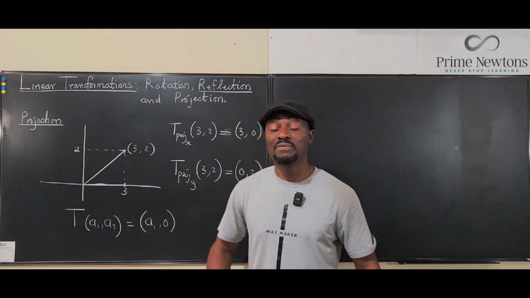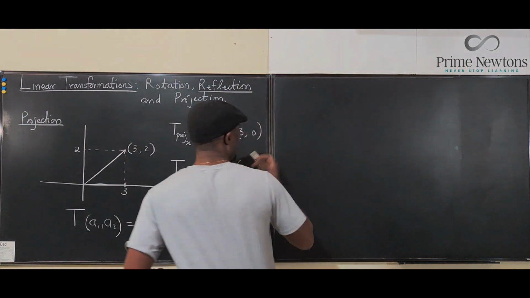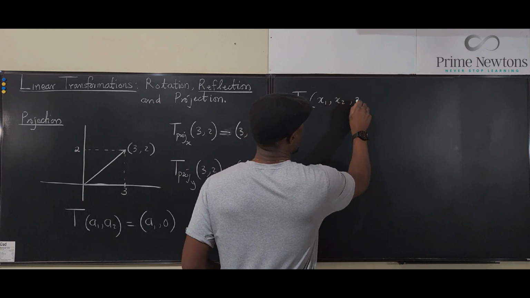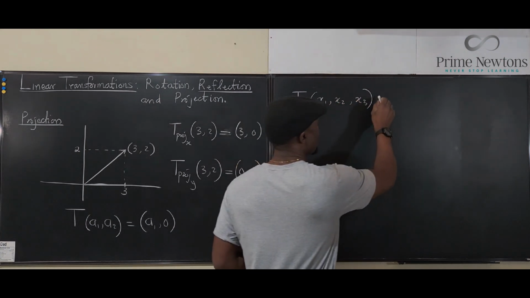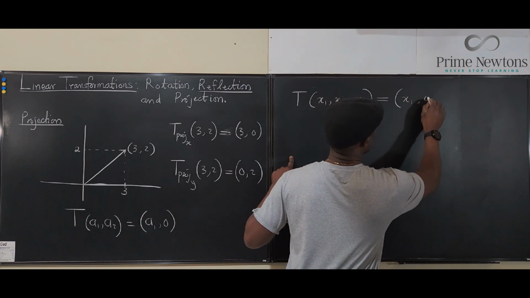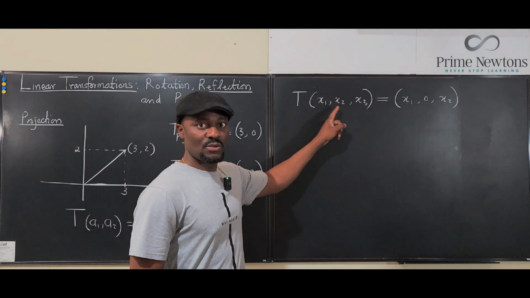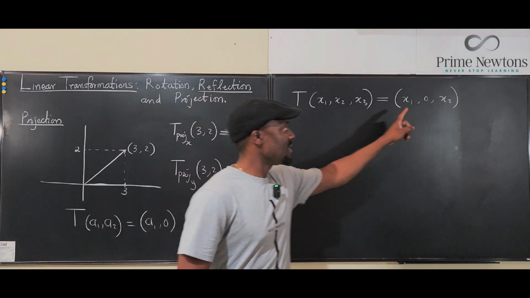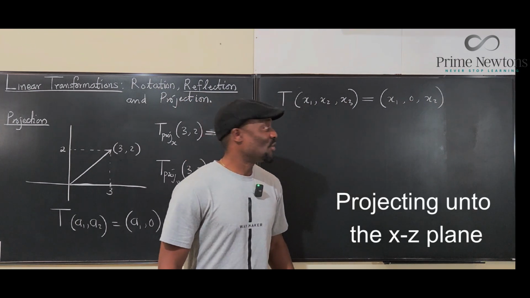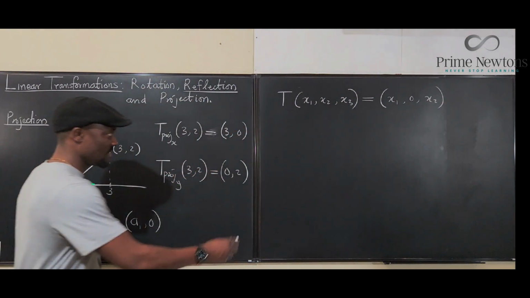If one component vanishes, even if it's a 3, look at this. If you have T of, let's say you have x1, x2, x3, and what happens is you have this being equal to x1, 0, x2. This is the x, y, and z axis, okay? Then it means that you're projecting onto, you see it? That's it. So you can do your experiment with this. Just do this. Is this a linear transformation? You want to check this.